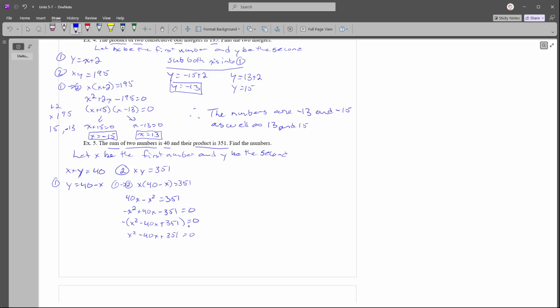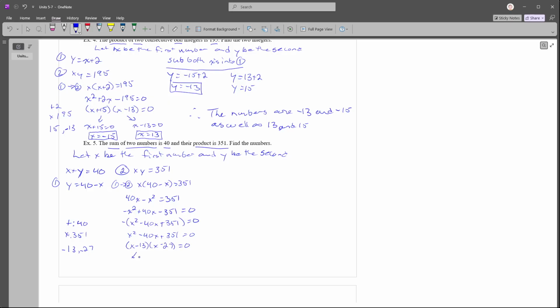Now the question is, can we factor this? Are there two numbers that add to 40 and multiply to 351? The answer is yes. It's going to take you a while to find, but the answer is yes. The answers are 13 and 27. Now this tells me they're the same size and this sign, and this tells me they're both negative. So negative 13 and negative 27. If you add those up, you get negative 40. If you multiply them, you will get 351. So that means we get x minus 13 over here and x minus 27 over here. And that's going to be equal to 0.